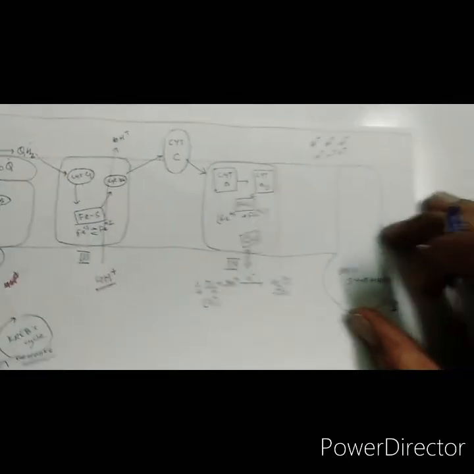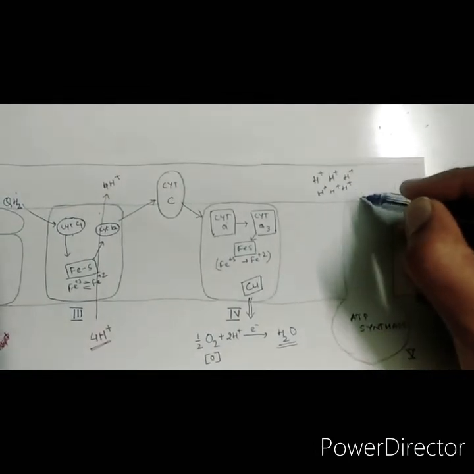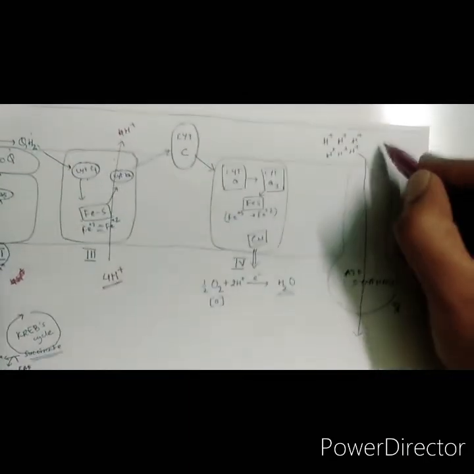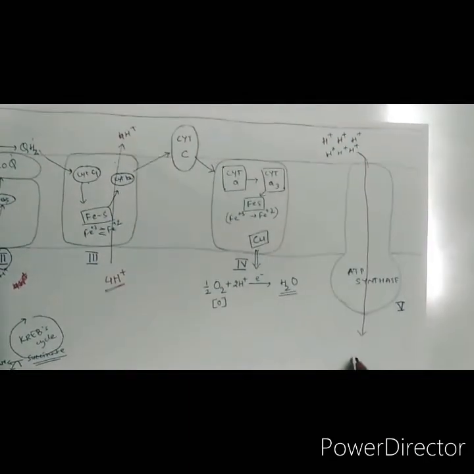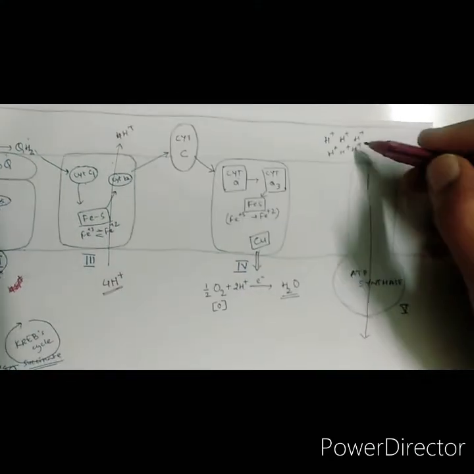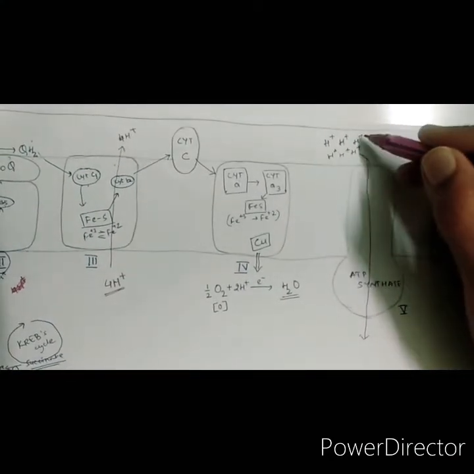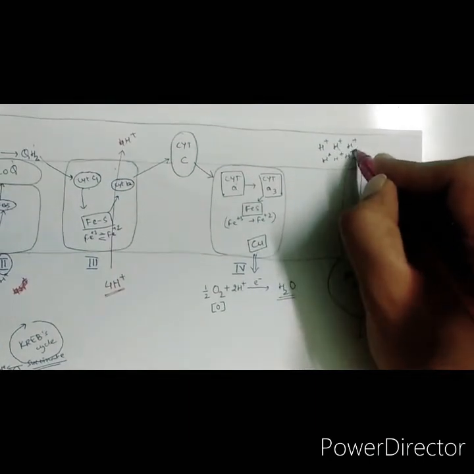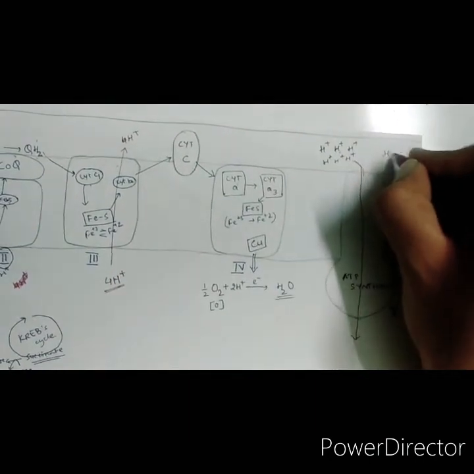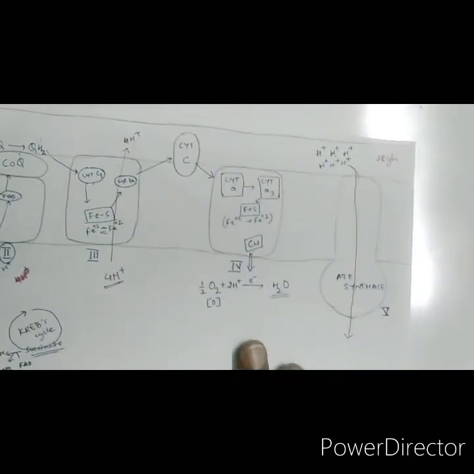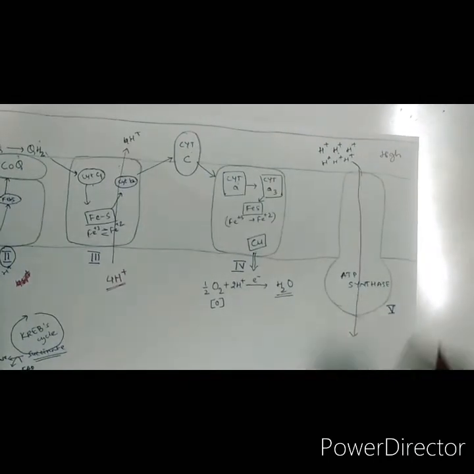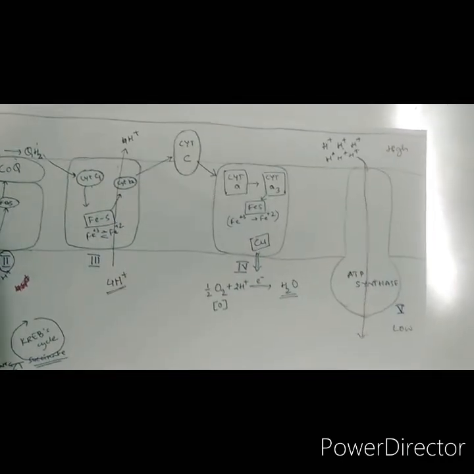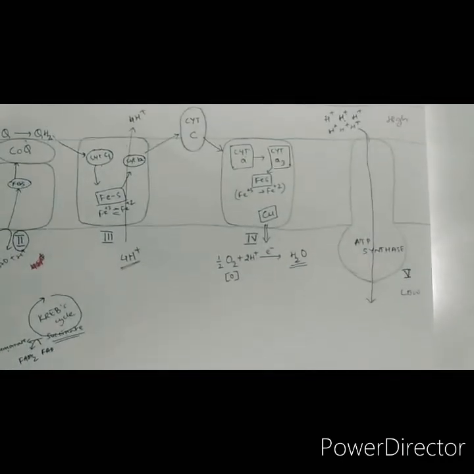Now this ATP synthase drags these protons from the inner membrane space to the matrix. During transfer of these hydrogen ions, this transfer takes place because the concentration of hydrogen ions in the intermembrane space is high as compared to the concentration of hydrogen ions in the matrix, that is low. So this high and low generates a potential gradient, or you can say electrical gradient.